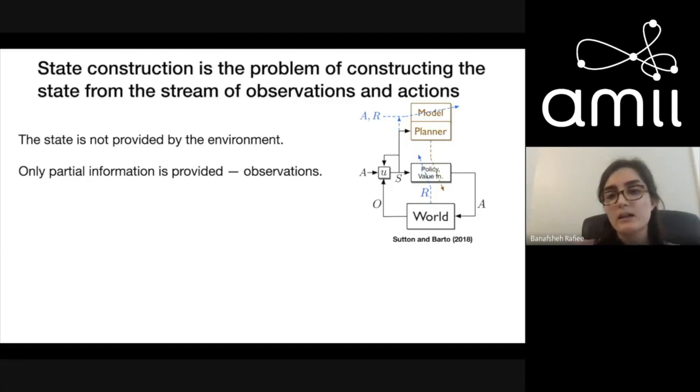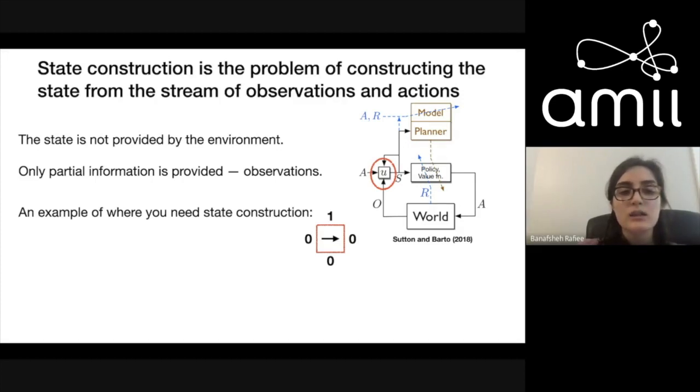Here we have a diagram from the reinforcement learning book. It's the agent-environment interaction loop, and the function that is responsible for constructing the state is this U function, which, given the observations, action, and the state from the previous time step, constructs a new state. Then the state is used for multiple purposes: for coming up with a policy, for computing the value function, and for planning.